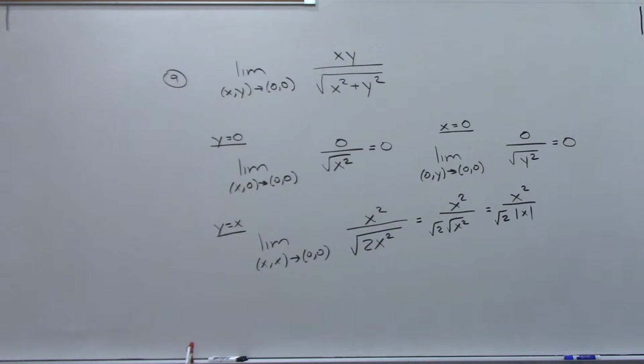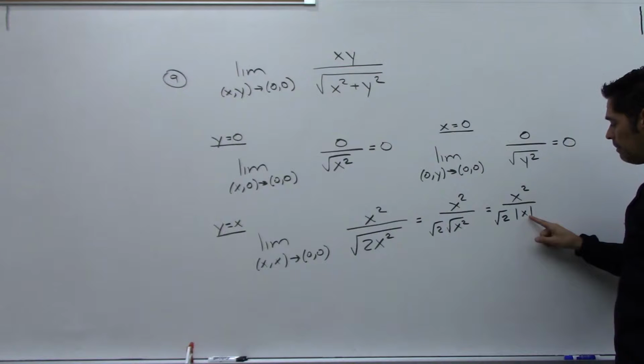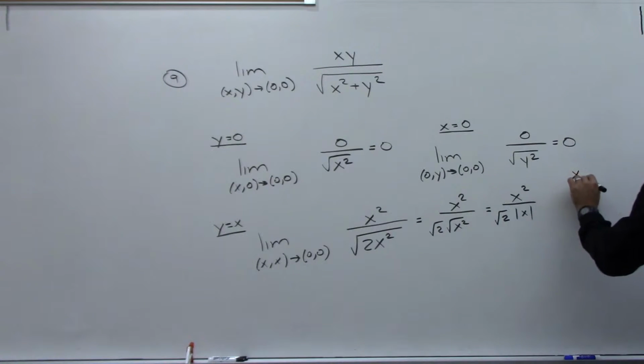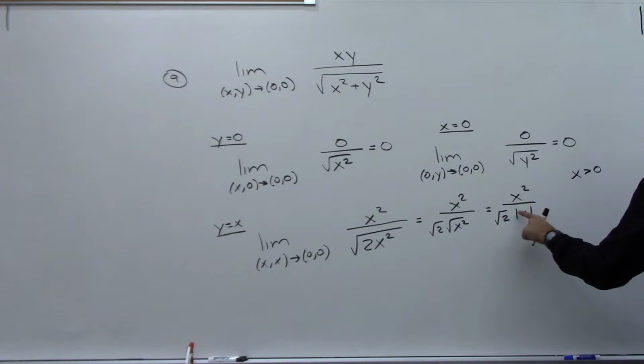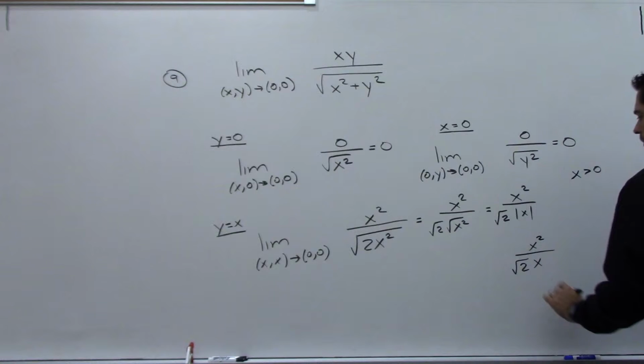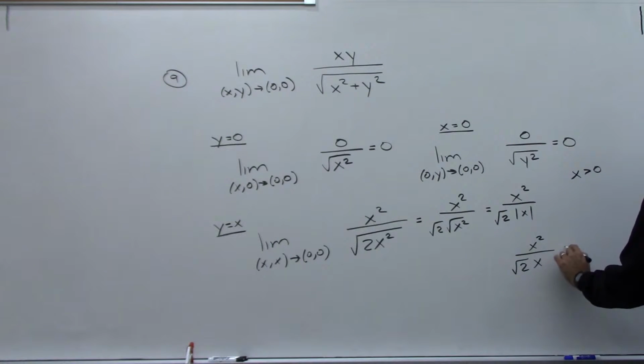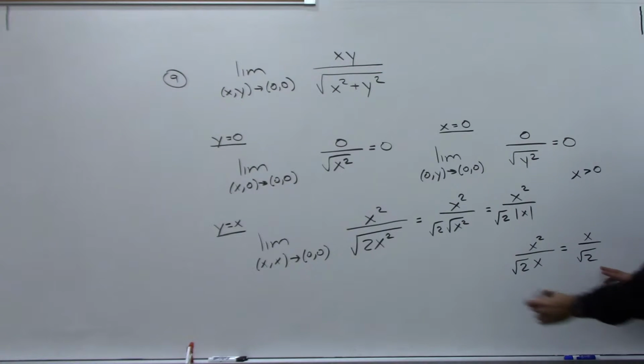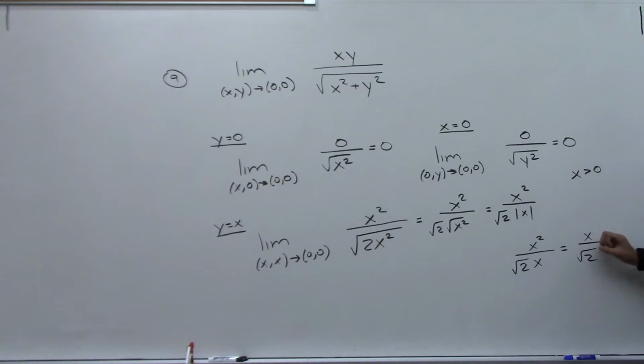And, well, what does this tell us? Essentially, if x is a positive number, which it won't always be, but let's say x is positive. If x is greater than 0, then the absolute value of x is equal to x. So what you have is x squared over x times root 2. And then one of the x's cancels, and you just get x over root 2. And if you let x go to 0 now, you get 0.